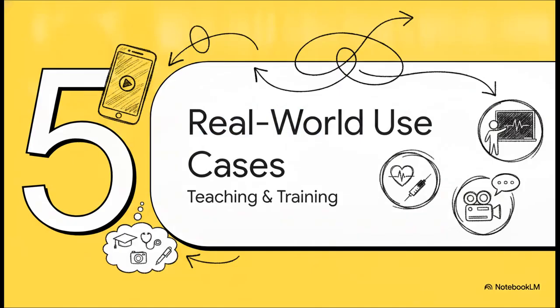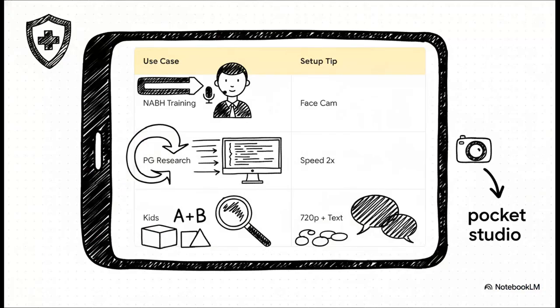And finally, Section 5, Real-World Use Cases. Now that we know the app inside and out, let's look at how incredibly versatile this Pocket Studio is for our friends at IMSR. Doing NABH training, using the face cam adds instant authority and trust. If you're running PG research software demos, throwing that 2x speed setting on long software loads keeps the whole workshop energized. And if you're teaching younger students, recording at 720p with massive text overlays makes things like math equations or grammar rules super easy to digest.